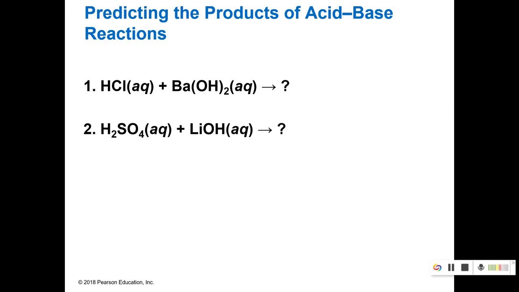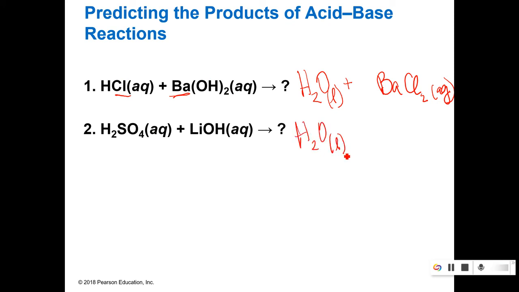Okay, so let's predict some products. Remember, water is always going to be what's left in liquid form. And then I've got barium and chlorine. And it's not balanced, but it doesn't say to. So I've got water. Whatever's left is lithium and sulfate.